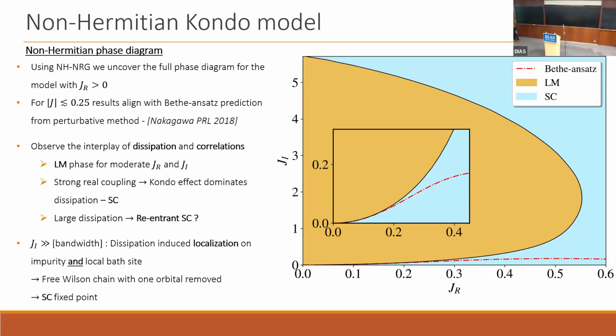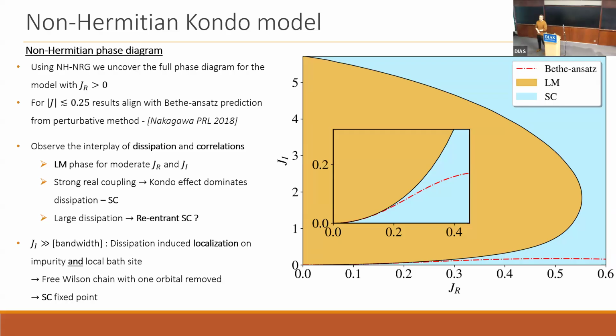Because they're saying their result is only true up to here, and afterwards it doesn't really mean anything because the assumptions they make are no longer true in this regime. Whereas we don't make any assumptions, so ours is expected to be accurate the whole time. So the Bethe-Ansatz is not exact in the non-Hermitian case. It's correct in the perturbative regime. Their Bethe-Ansatz result that they have.